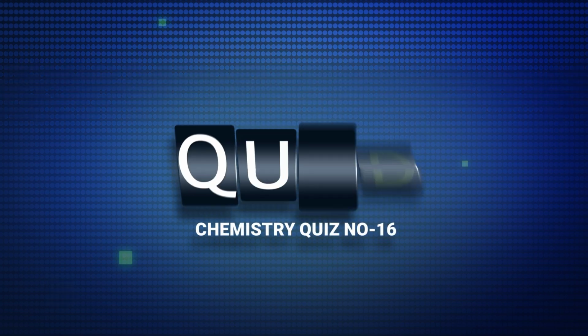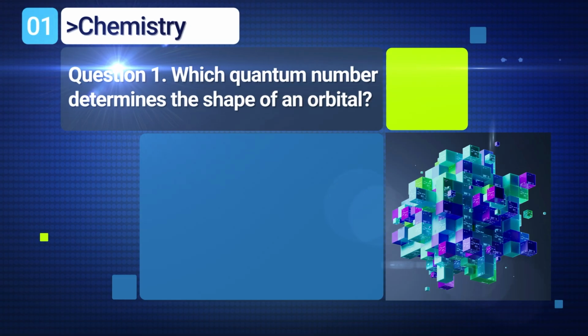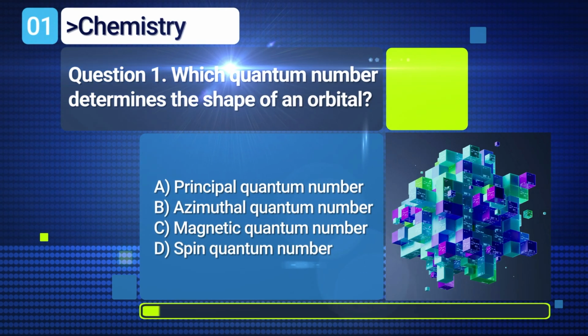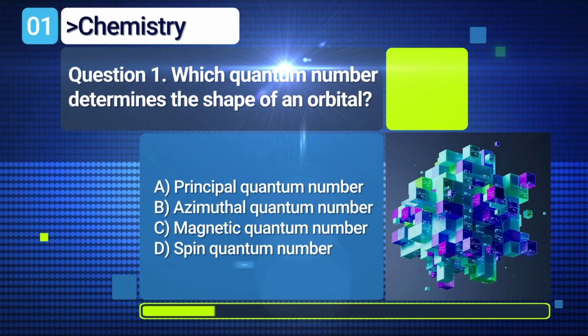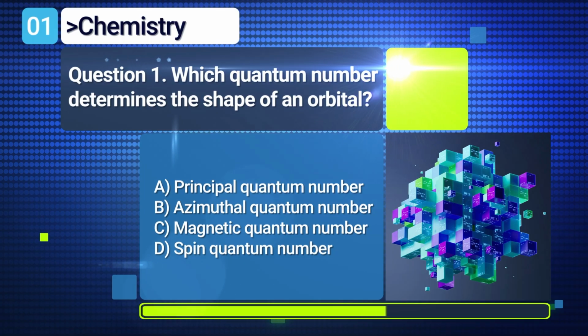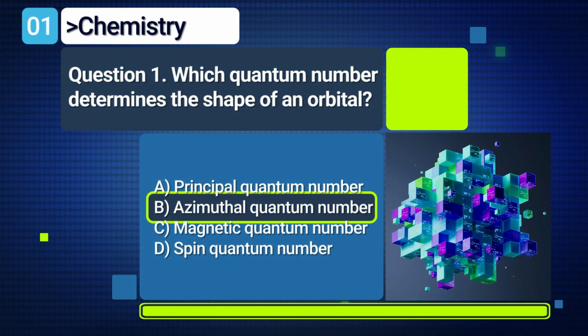U.S. School Chemistry Fundamentals Quiz 16. Question 1. Which quantum number determines the shape of an orbital? A. Principal quantum number. B. Azimuthal quantum number. C. Magnetic quantum number. D. Spin quantum number. Answer B.